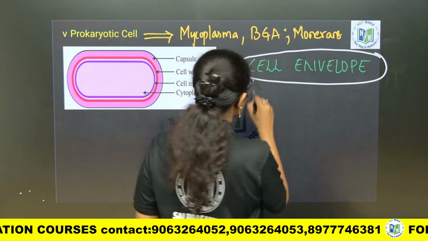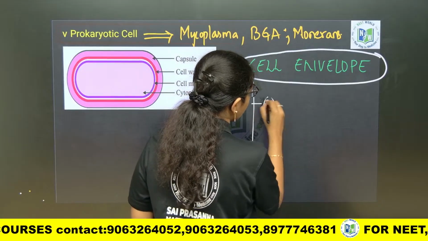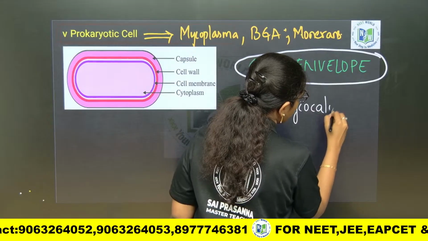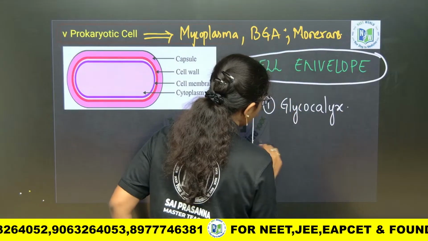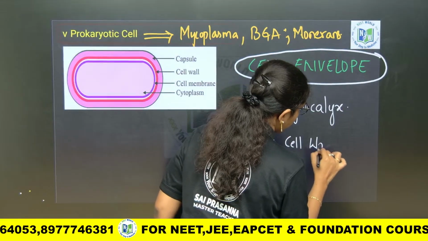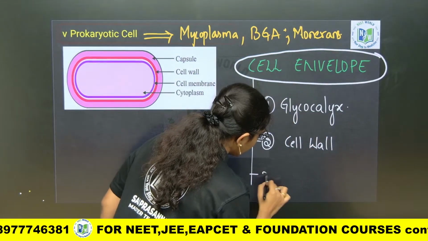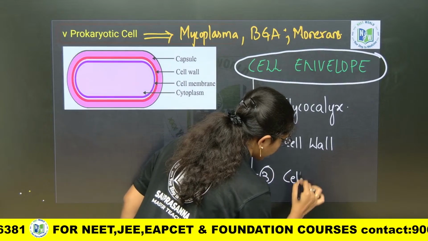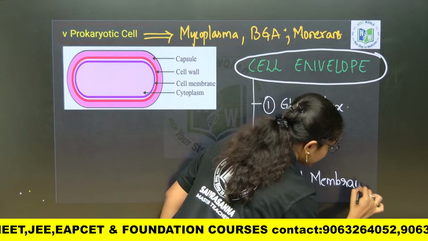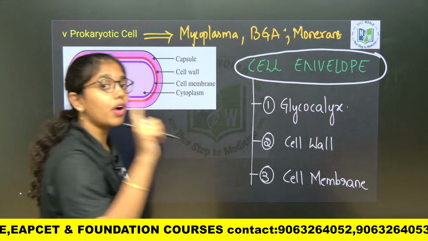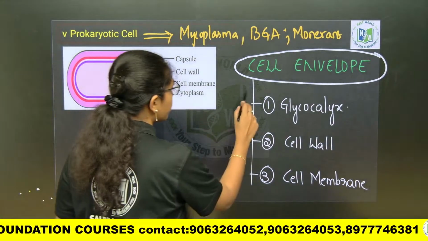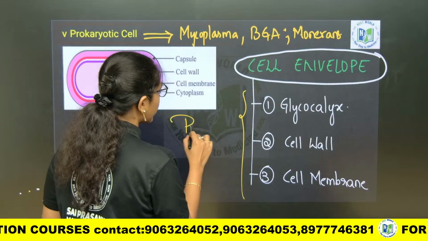First layer is glycocalyx, second is cell wall, third is cell membrane. These 3 layers together perform one function, that is giving protection to the cell. All 3 of them are protective in function.